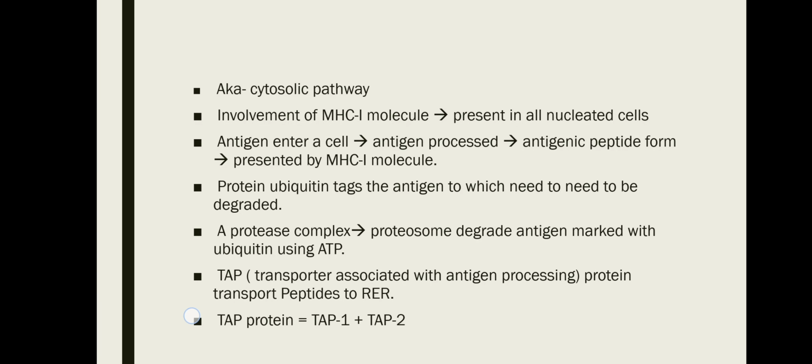There is a protein known as TAP, transporter associated with antigen processing, which transports the processed antigen to the RER, or the rough endoplasmic reticulum. Here it is mentioned that TAP protein is made up of two components, first TAP1 and TAP2. So TAP is a complex protein made up of two subunits, TAP1 and TAP2. Now let's see how the antigen presentation is carried out by the MHC-I molecule.